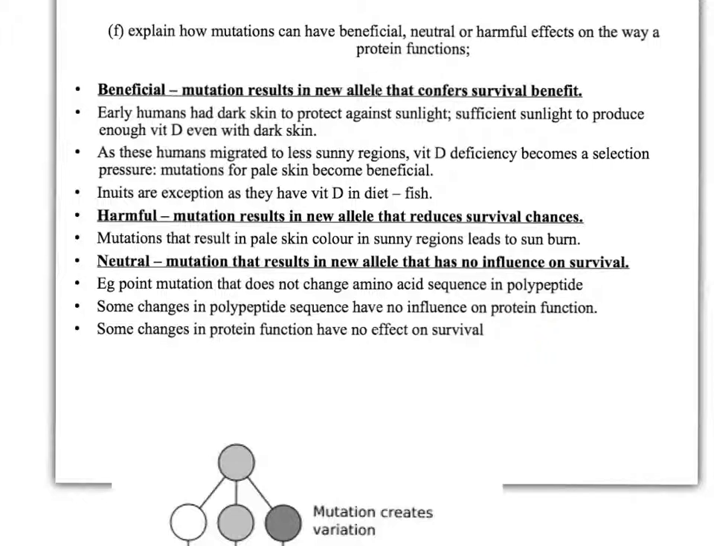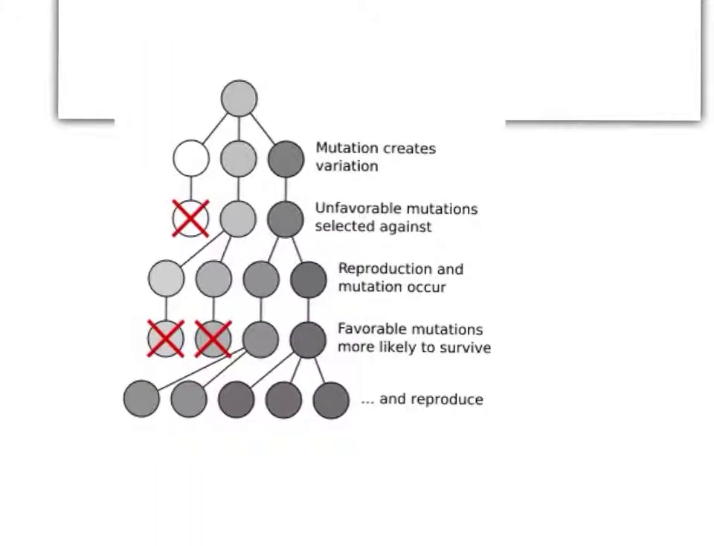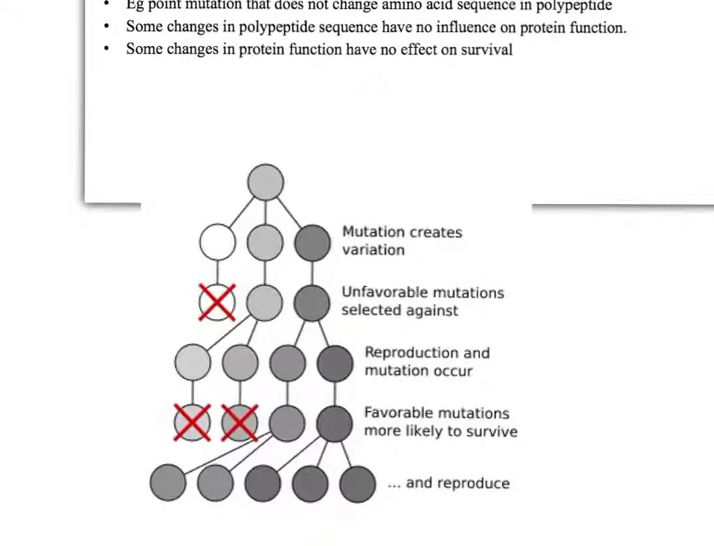And then some changes in protein function have no effect on survival. So a change in, let's say, hair colour, for example, might have no effect on the survival of the organism. Although it has changed the phenotype of the organism, it hasn't necessarily changed its survival. So those could all be what we might call neutral mutations. So diagrammatically looking at that below.